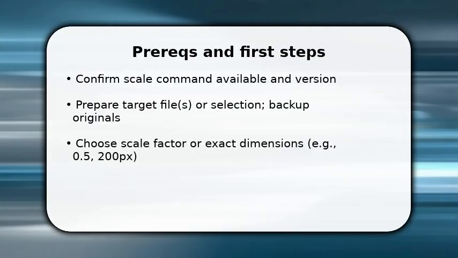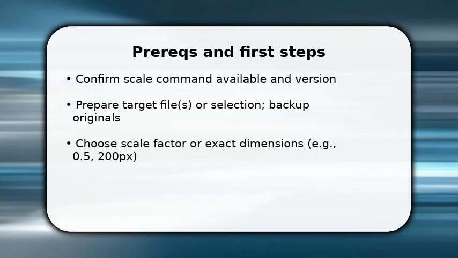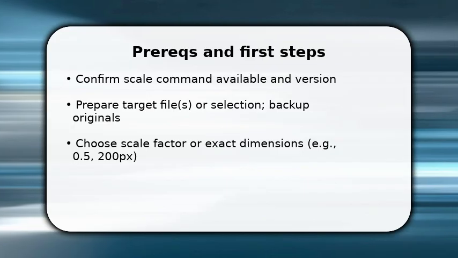You start by confirming the scale command exists and which version you have. That affects flags and behavior. Next, make a quick backup of files so you can revert. Then you pick the scale value, factor, or target size, because that determines interpolation and output options.